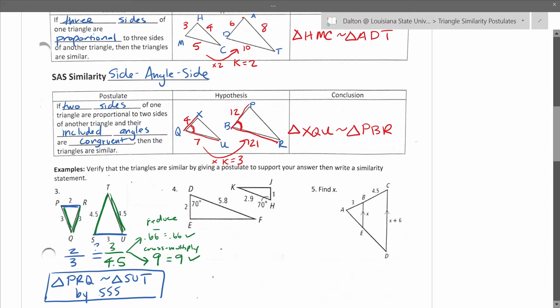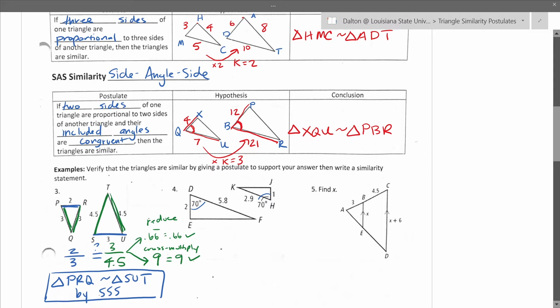Okay, number 4. I am given, the first thing that draws my attention, I always look at angles first. So I notice this 70-degree angle is congruent to this 70-degree angle, but that's the only angle that I know. And the only postulate that has one angle as an option is SAS, right? AA requires 2 and SSS has none. So the other thing I need to do is show that the sides of the triangles are proportional to each other.